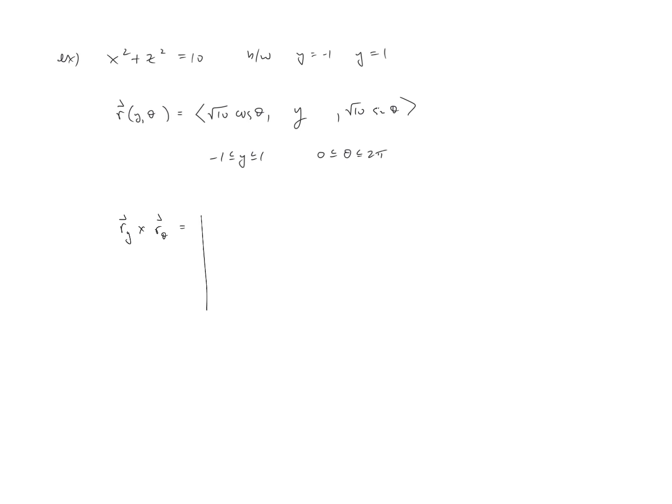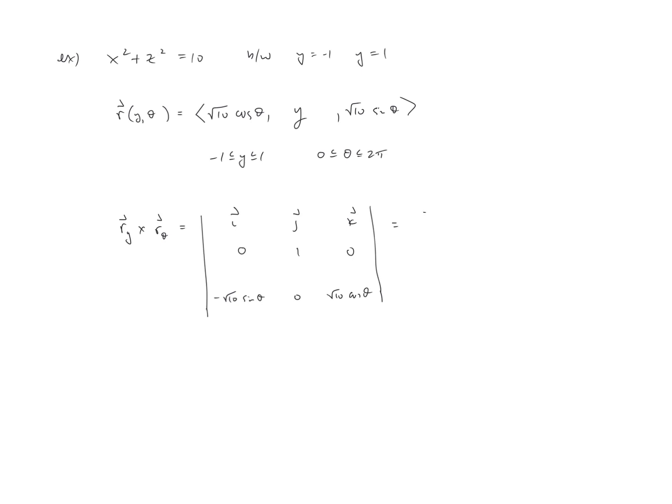Remember, the order doesn't matter, even though the cross product is not commutative. When we take the magnitude of it, it's going to become irrelevant. So we have our i, our j, and our k. Partial of this thing with respect to y would be 0, 1, 0. Then partial of this guy with respect to theta is going to be negative root 10 sine theta, 0, and root 10 cosine theta.